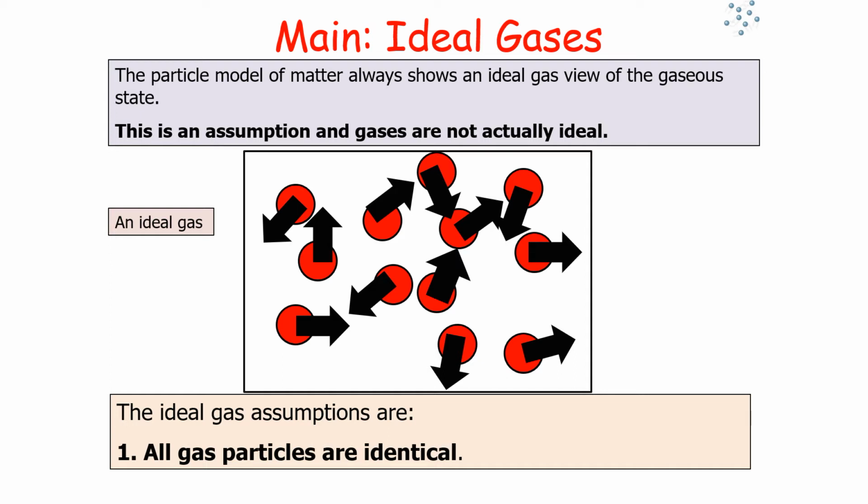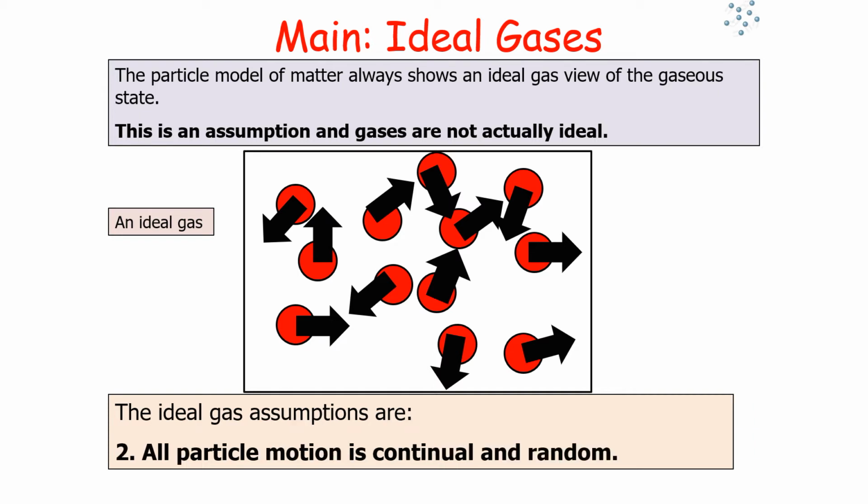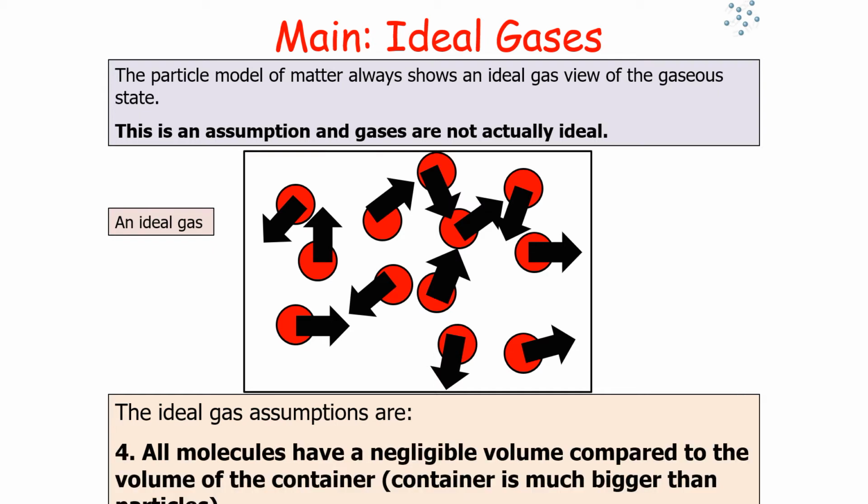Now ideal gases have several key assumptions attached to them. Here are the ideal gas assumptions. Number one, all gas particles are identical to each other. Number two, all particle motion in a gas is continual and random. Number three, all particle motion in a gas follows a straight line. Number four, all molecules in a gas have a negligible volume compared to the volume of the container, i.e. the container that the gas is in is much bigger than the particles of the gas themselves.